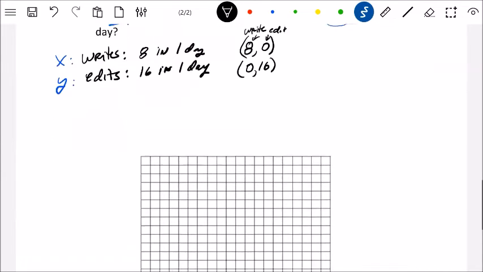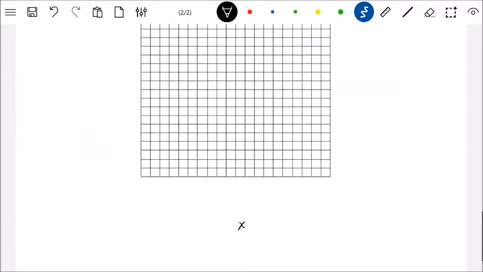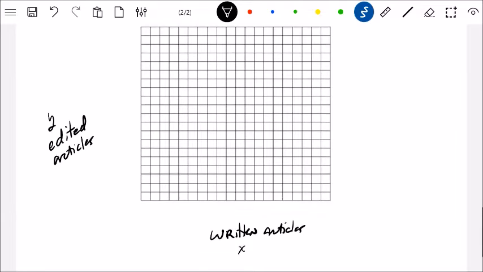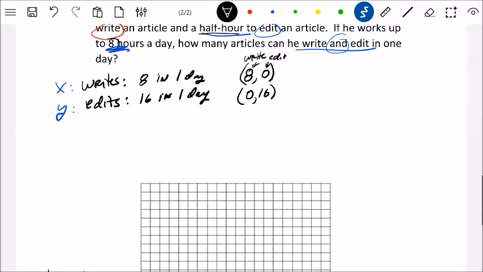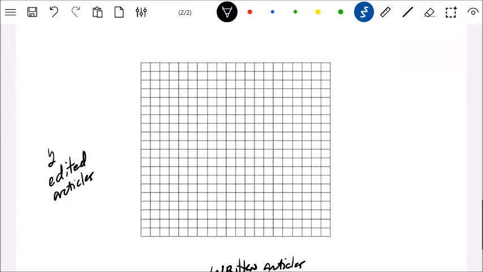So what we're going to do here is make a graph with it. And because of x's and y's, x's are down here, y's are here. These are written articles, and this is edited articles. Write and edit. All right, so let's think. We need to go up to at least a 16 on these. So here we have lots of them. We actually have 20 spaces. So let's go up to 20, a little bit past it.